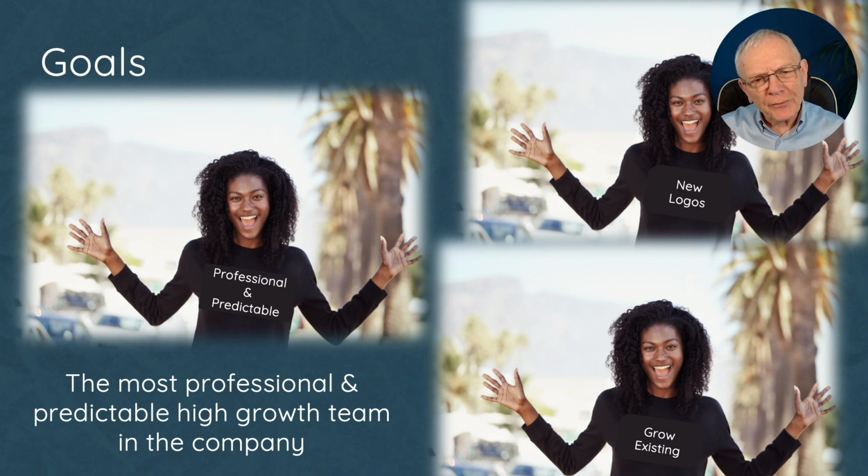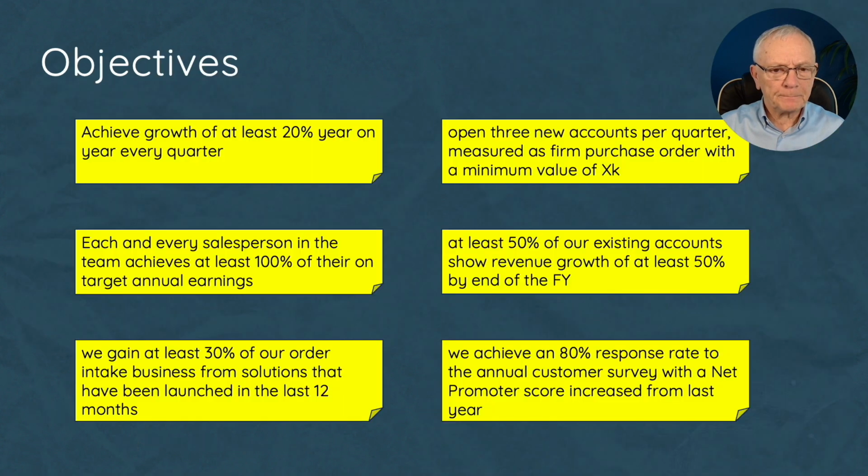But what does professional and predictable and high growth mean? How will we know if we've achieved them? And when to celebrate, or to know we need to do something different. This is why we need objectives. And in this case, our objectives might be something like achieve growth of at least 20% year on year every quarter, open 3 new accounts per quarter, measured as firm purchase order with a minimum value of something. Now you can read the rest of them.